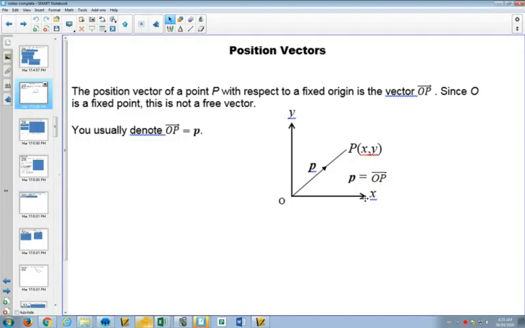So as far as a vector goes, we denote it as P. So if you were writing it, you would write it with P with an arrow over top of it because you couldn't do a bold P. But that is our position vector.